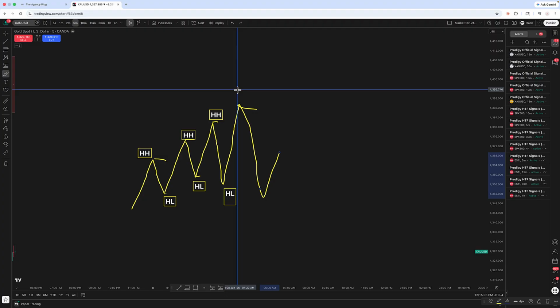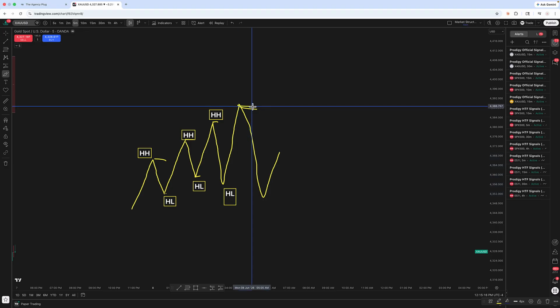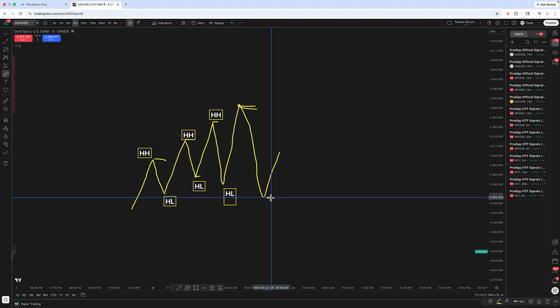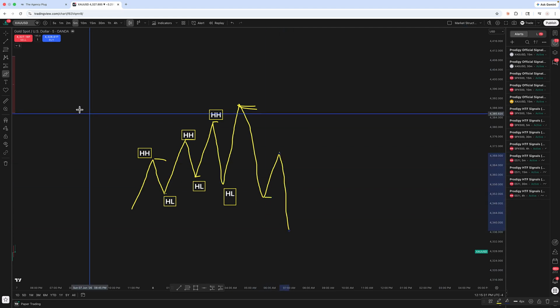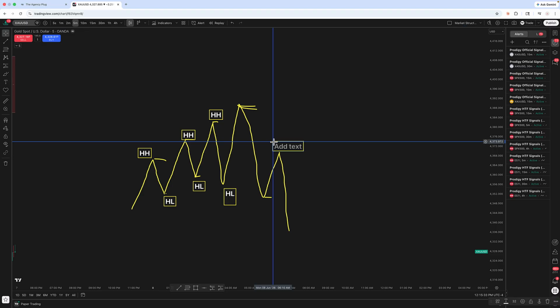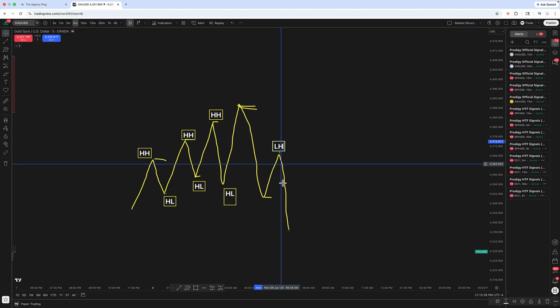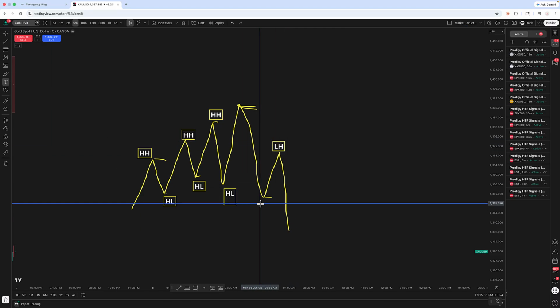Now, this is the phase where you're like, okay, it's either going to continue up as an uptrend or continue down as a downtrend. How do you consider which one is which? Super, super simple. If it breaks this area, it's a continuation of the uptrend. If it breaks this area, it is now a new downtrend, which a lot of people like to call a change of character. So let's say it comes down just like this. These conditions have been met. We now have a lower high and a lower low.